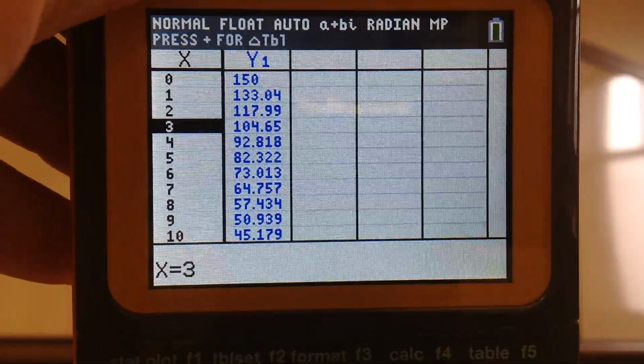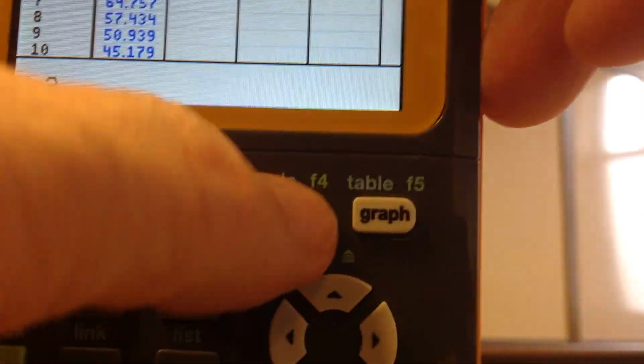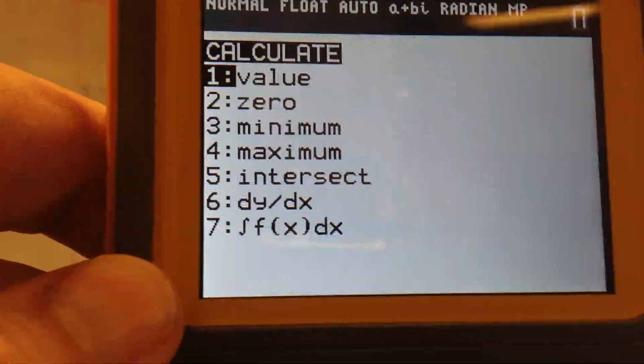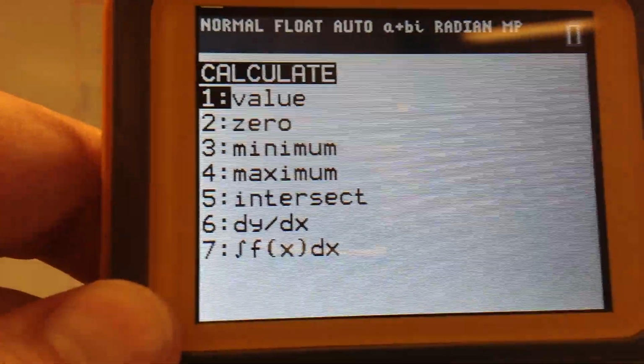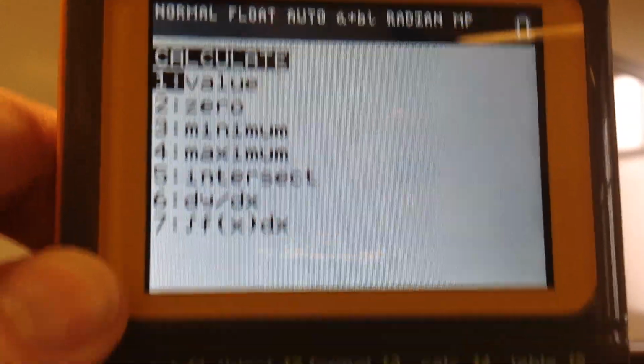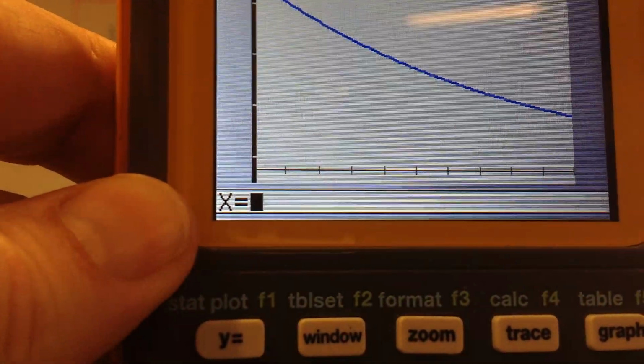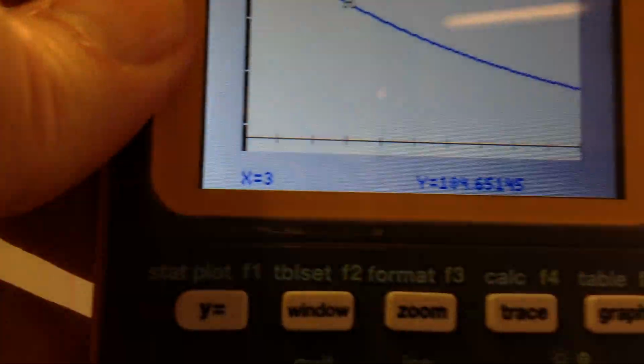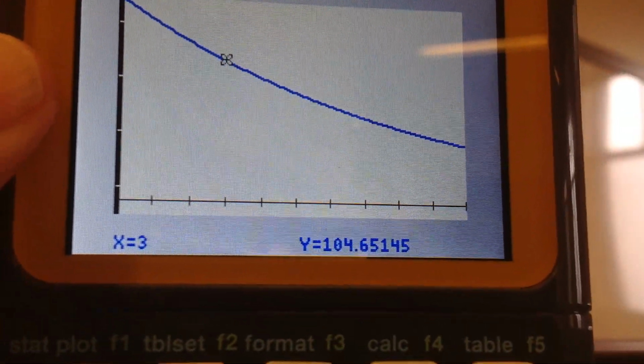So again, let's get the camera to focus on this. There's one way to see it, in the table. Another way to do it is if you hit second trace, like we were in chapter 2, we were using choice number 2, find the 0. Choice number 1 is value. If you hit enter here, it'll bring you back to the curve and it says what x value do you want to know the y for? So we could type in x equals 3, hit enter, and there it is. When x is 3, y is 104.65. So there's another way to do the same thing.